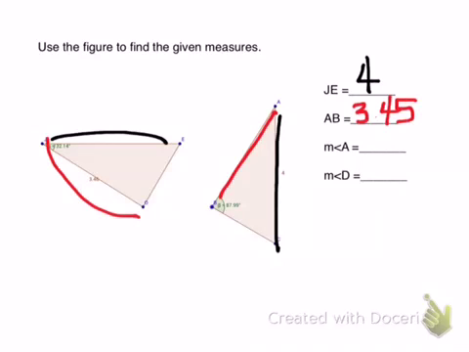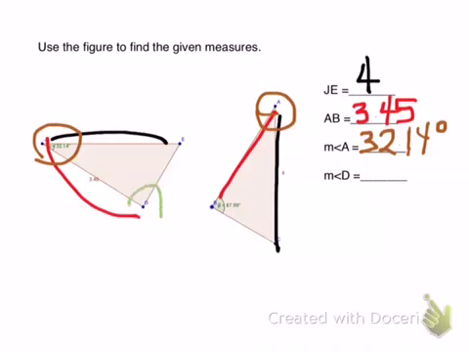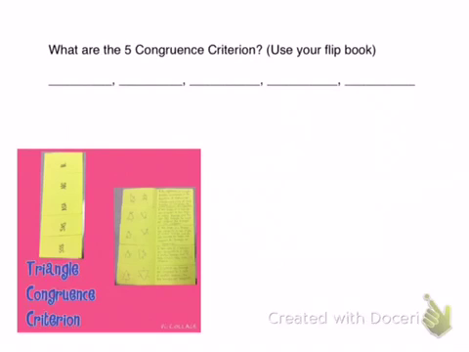Next, I want to find the measure of angle A. Angle A corresponds to angle J, so that would be 32.14 degrees. And then finally, I want to find the measure of angle D, and angle D corresponds to angle B, so angle D would be 87.99 degrees. Corresponding parts in congruent triangles are always congruent.